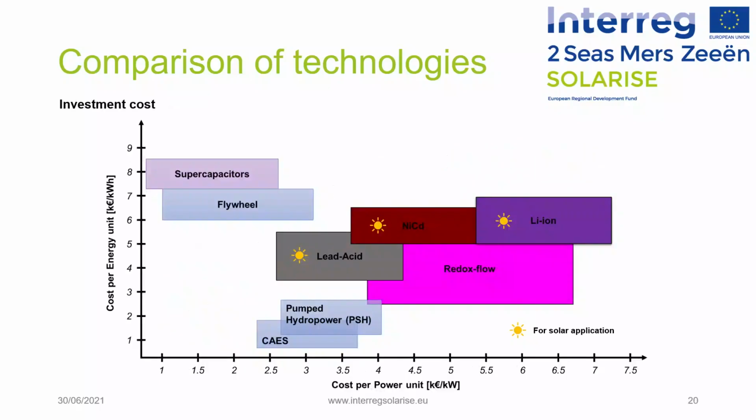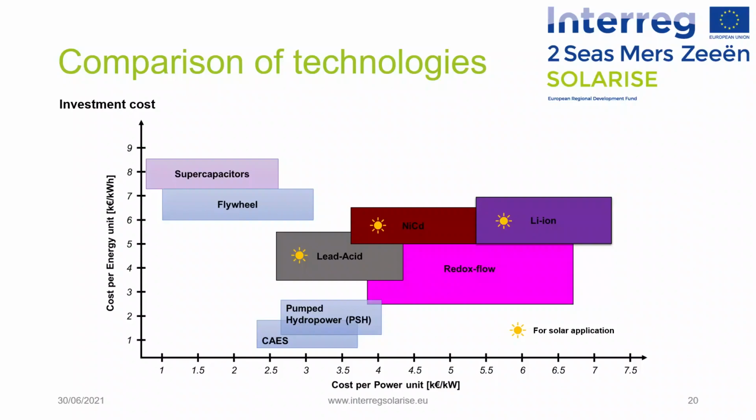In terms of investment cost, it is an essential parameter because it determines the overall cost of energy production and thus a great part of the final cost to the consumer. Therefore, this graph compares the investment cost per energy unit and the cost per power unit for 4 battery technologies, 3 different mechanical storage technologies, and supercapacitors. But it is important to remind ourselves that the values here are given just as an order of magnitude that allows us to compare different types of technologies.